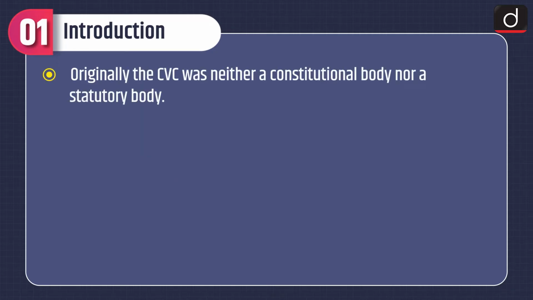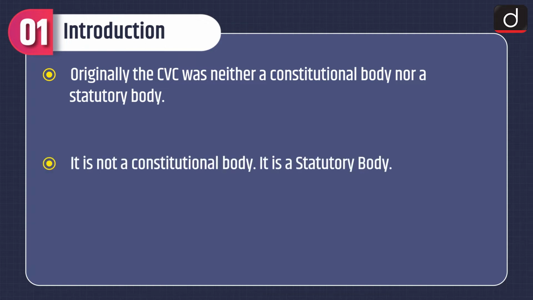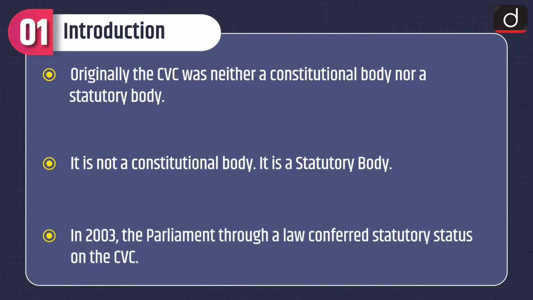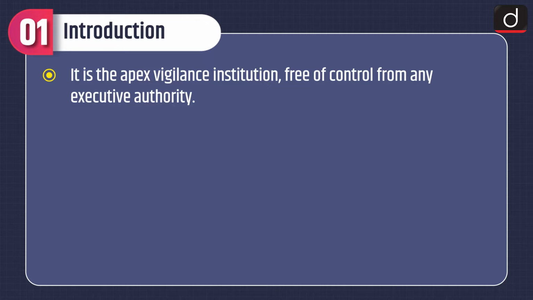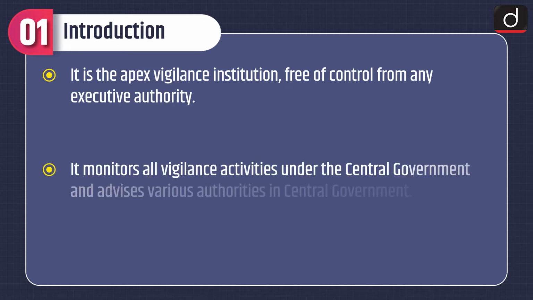Originally, the CVC was neither a constitutional body nor a statutory body. It is not a constitutional body, it is a statutory body. In 2003, the Parliament, through a law, conferred statutory status on the CVC. It is the apex vigilance institution, free of control from any executive authority. It monitors all vigilance activities under the central government and advises various authorities in the central government.